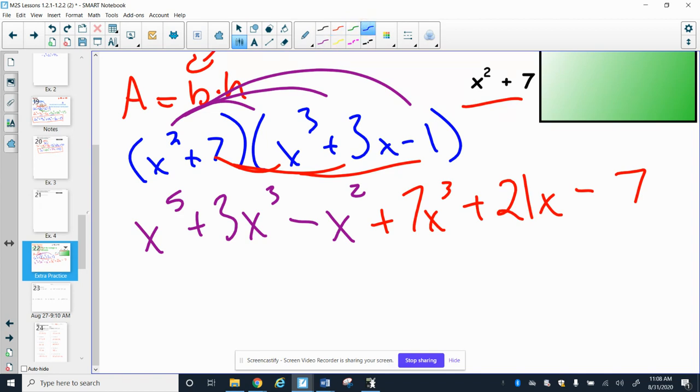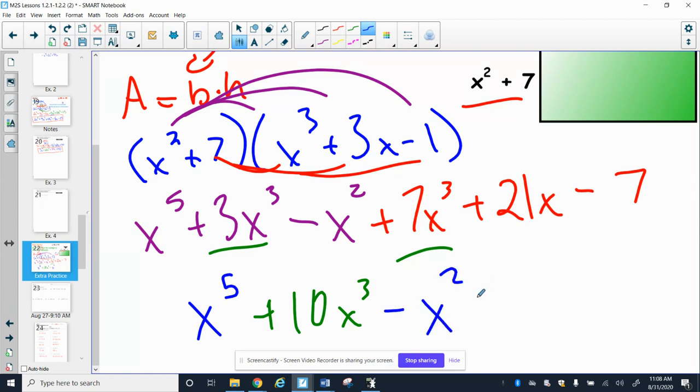Combine any like terms. So x to the fifth, that's going to still be by itself. Then if we look, we have a 3x to the third. We have a 7x to the third. Plus 10x to the third. Then we still have just a minus x squared. We still have just a plus 21x. And we still have a minus 7. Okay. So here's our expression.